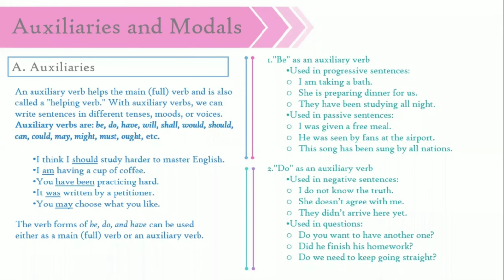1. Be as an auxiliary verb. Usually used in progressive sentences. For example, 1. I'm taking a bath. 2. She is preparing dinner for us. 3. They have been studying all night. And used in passive sentences. For example, 1. I was given a free meal. 2. He was seen by fans at the airport. 3. This song has been sung by all nations.